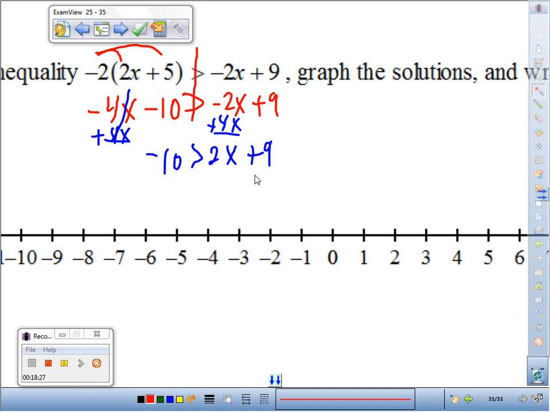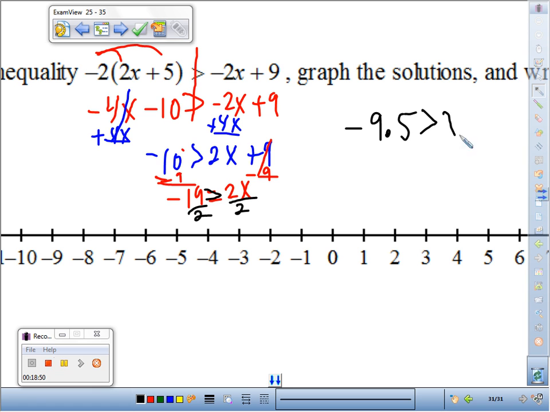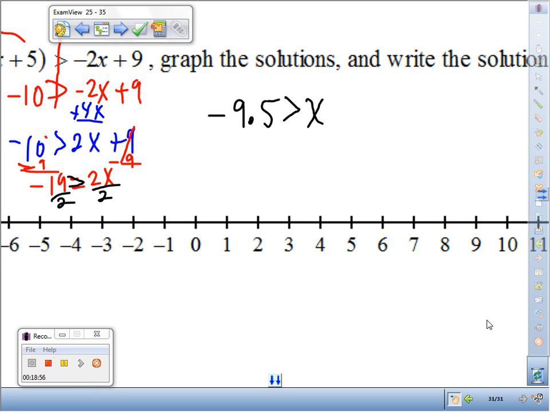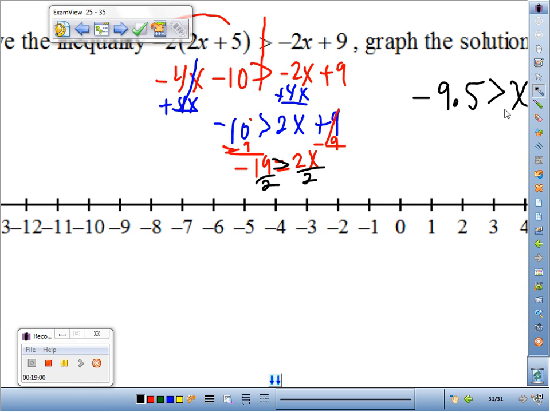What's my next step? Subtract 9 from both sides. We're left with negative 19 equals 2x. I'm sorry, greater than. I was testing you guys. Divide by 2, so this is negative 9.5 greater than x. Let's graph this. What's our dividing point? Negative 9.5. Where's negative 9.5? Negative 9.5 is in between the 10 and the 9. However, does it include the point? No, so it's an open point.